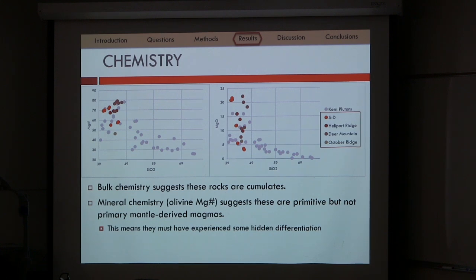But what you can use is mineral chemistry. For example, the magnesium number of olivine you can use to establish how primitive the magma was that you crystallized these minerals from. The magnesium numbers of our olivine suggest that these were not crystallized from a primitive mantle-derived magma, or not a primary mantle-derived magma. They're still primitive, but we've lost some differentiation somewhere that we're not seeing. So there's been some stage of differentiation before this point that we're crystallizing now.